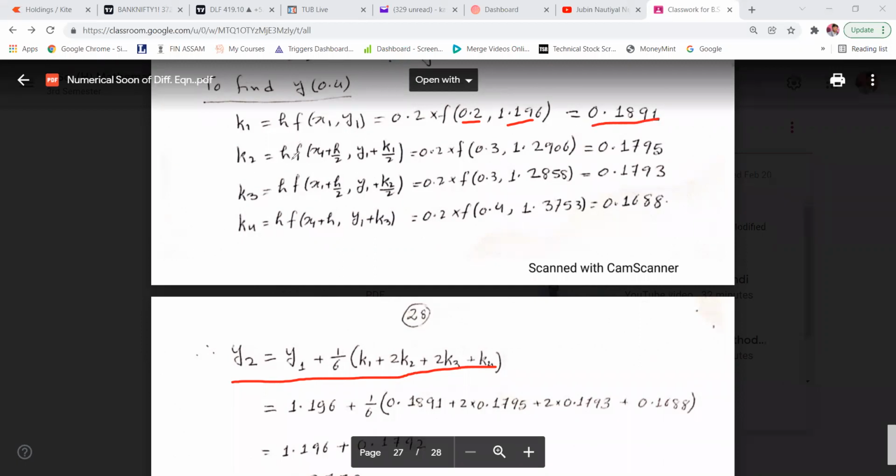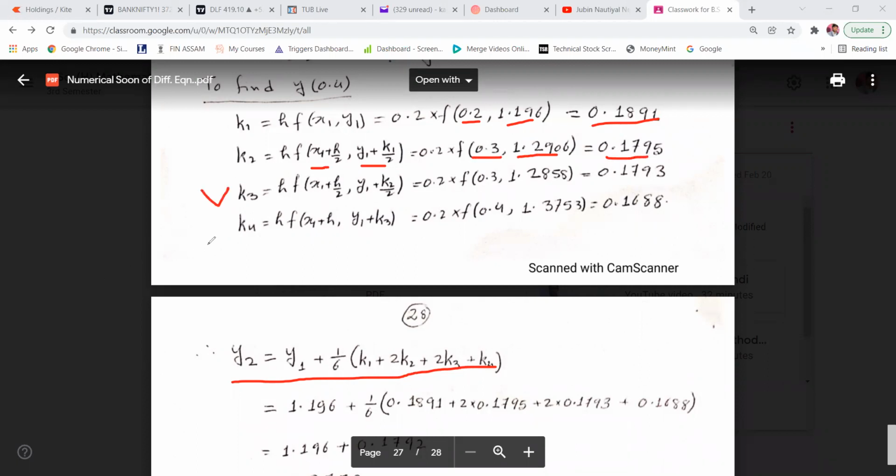Similarly k2 will be what? h f of x1 plus h by 2 comma y1 plus k1 by 2. You put the value of x1, h, y1, k1 here and simplify. You'll get the value of x from here. You'll get the value of y from here. And then in the expression of f of x, y, just in place of x you put this one, in place of y you substitute this one. And then you simplify, you will get this one.